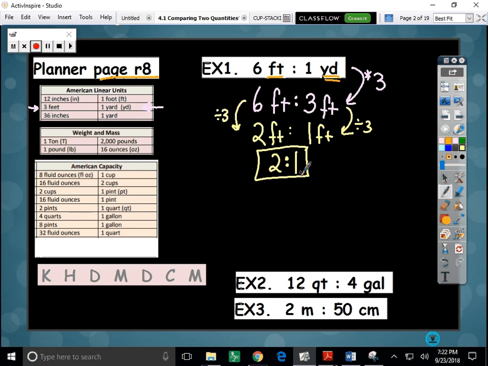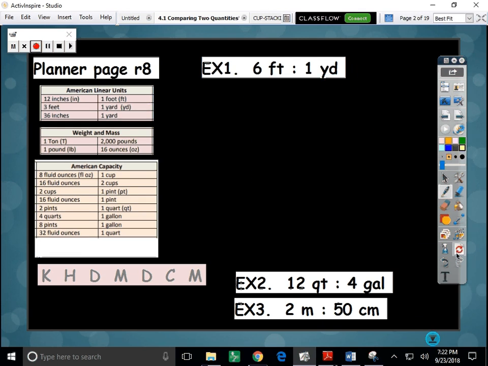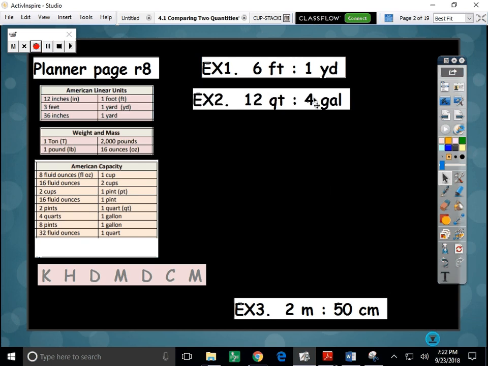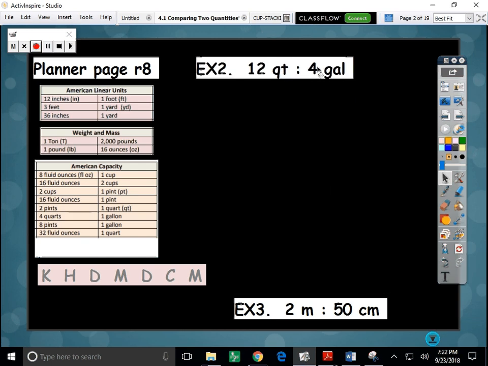We're going to try this again, but we have some other units coming at us this next time. So if you take a look at example 2, oops, that didn't work so well. Apparently I need to be on my mouse. There we go. Example 2 is going from quarts to gallons. There's a way that you could go from quarts to gallons or from gallons to quarts. And I always want us to consider what's the larger unit. So if you're thinking of a gallon of milk, it looks quite large.